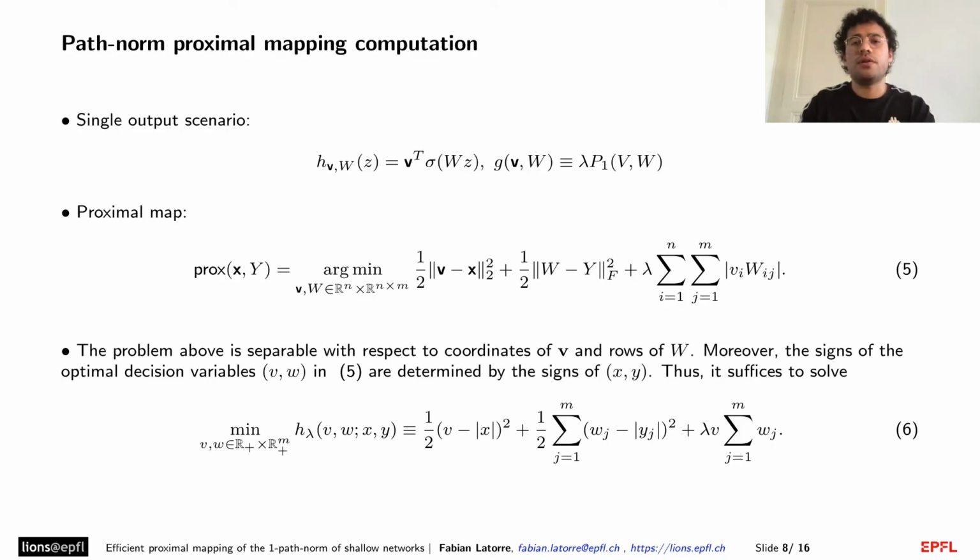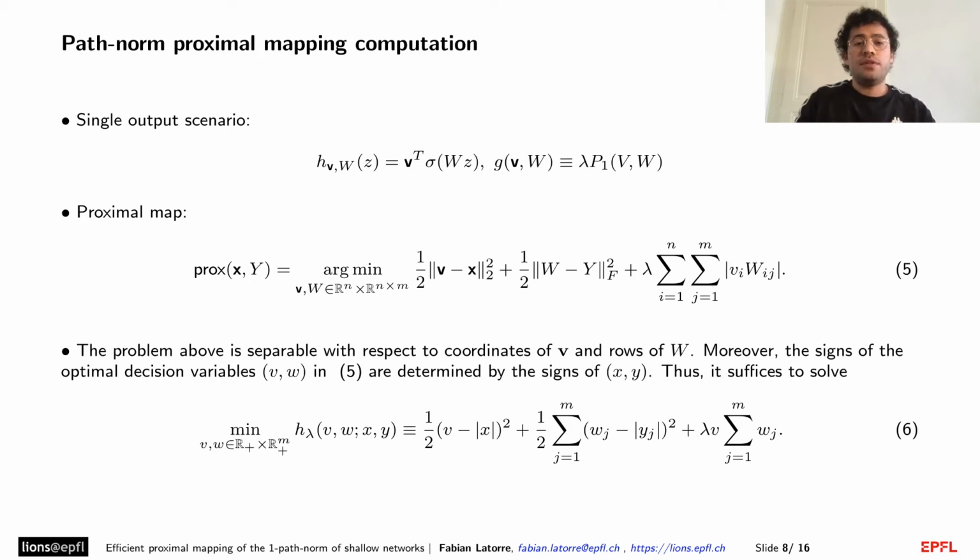Now on to deriving a proximal gradient descent algorithm. We will only consider here the single output scenario, where the neural network only outputs a scalar. The multi-output case can be found in the paper. So in order to use proximal gradient descent, what we need is a way to efficiently compute the proximal map of the one-path norm regularizer term. By definition, this proximal map is given by equation 5. Although this is a non-convex problem, it can be shown to have a global optimal solution.